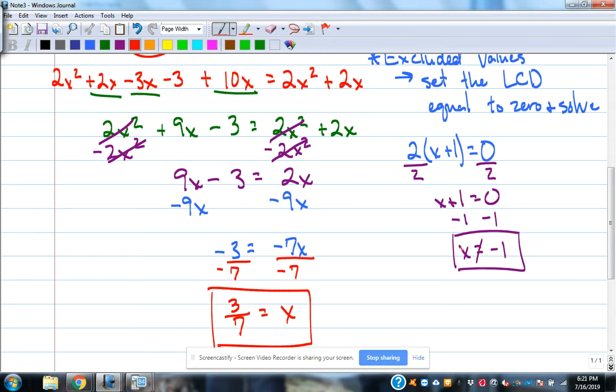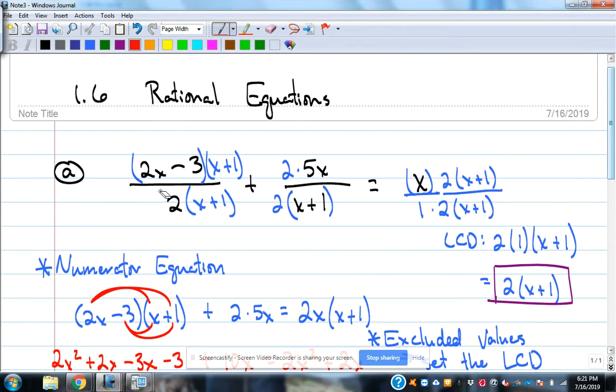It doesn't match the excluded value. So that means that's a good answer. It means we're going to keep it. We get that original problem, the very original. Go back up here to what's written in the black letters. That original stuff written in the black letters is the original problem. And plug in 3/7 for x, and it would check in this problem. That'd be the right answer for that.